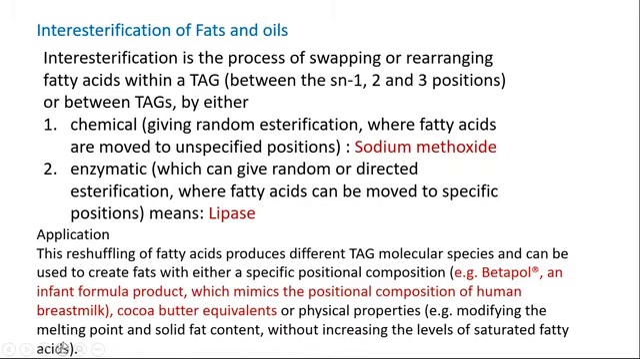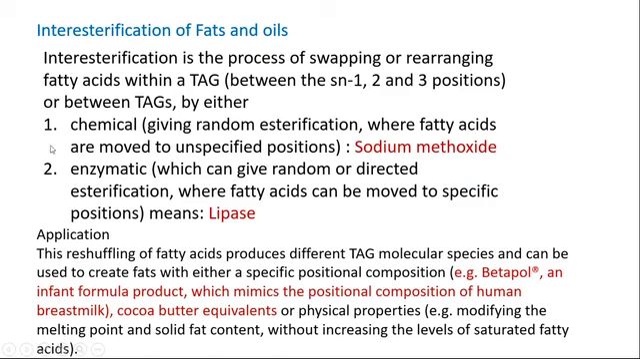Oils can be interesterified, and you must have heard of interesterified fats and oils. So, interesterification of fats and oils is nothing but shuffling the fatty acids in the three different positions of the glycerol moiety. So, we have SN1, SN2, and SN3. By moving the fatty acids from position 1 to 2 or to 3, you can change the constituency of the fat or the oil.